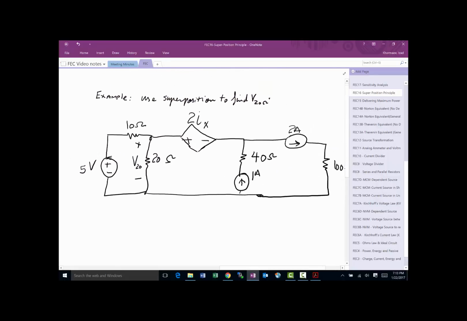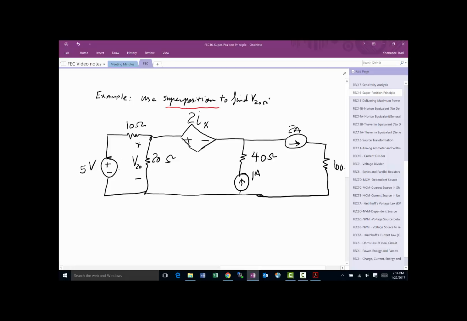This is an example. They are asking us to find the total response. In this particular case, it is the voltage across the 20 ohm. So they're asking us to find that. Well, of course, we could use all the tools we've learned. We can use KCL if you like. We could use KVL. We could use other methods to find this. But in this particular case, they're asking us to use superposition. So that's what we're going to do.